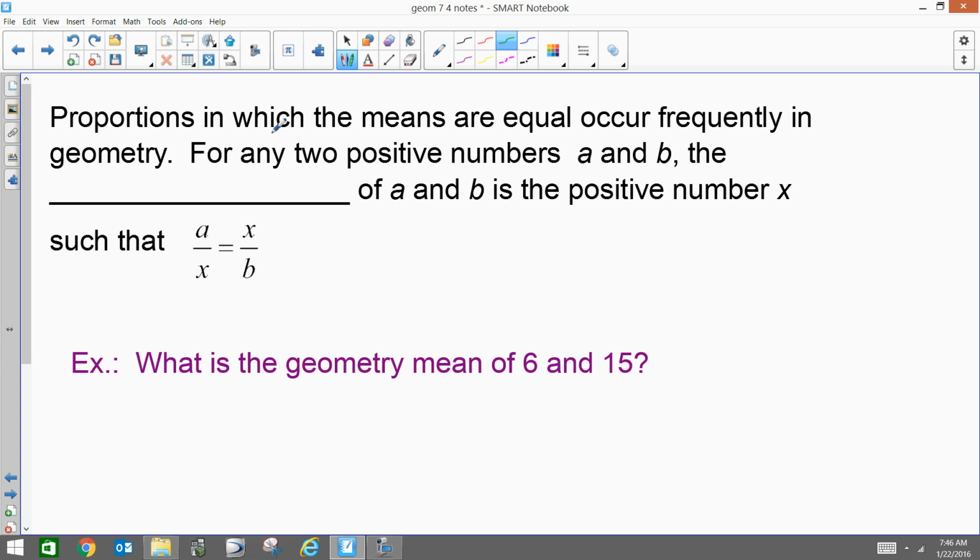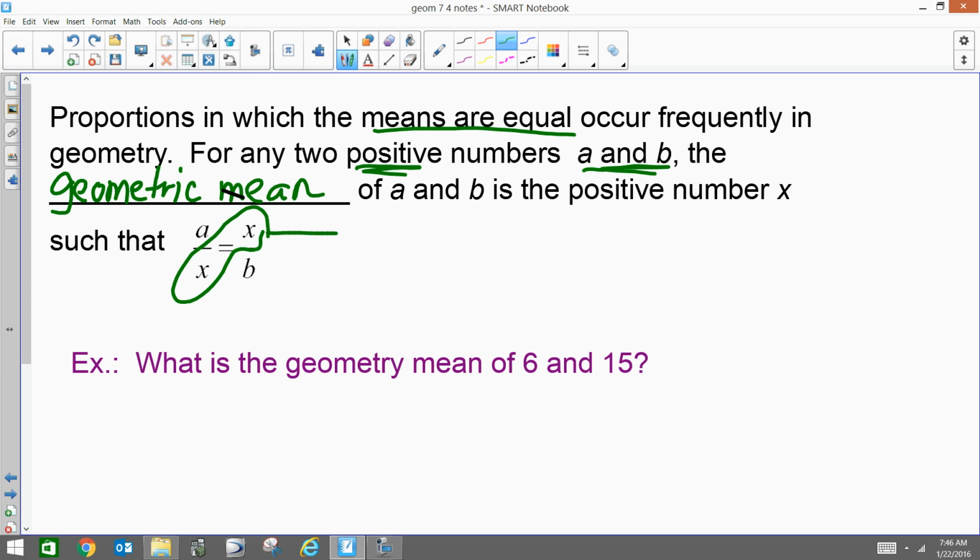Okay, proportions in which the means are equal occur frequently in geometry. For any two positive numbers, A and B, notice positive, the geometric mean of A and B is the positive x such that A is to x as x is to B. Notice this mean, that's where the mean spot is the same. So it's x. And then A and B are what we call the extremes.